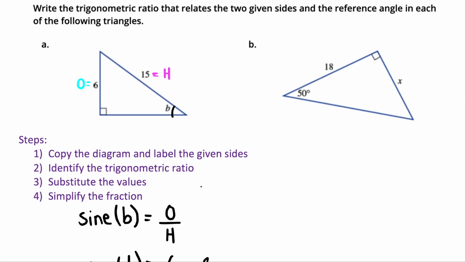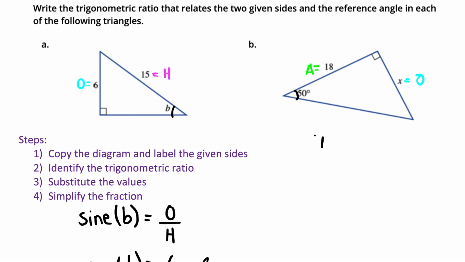Let's look at question B. So here we have angle B, that is the angle of reference, that is 50 degrees. And here, this one is going to be our opposite side. Agree? And this one here is our adjacent side. So SOH CAH TOA. In this case, we're going to be finding the tangent.